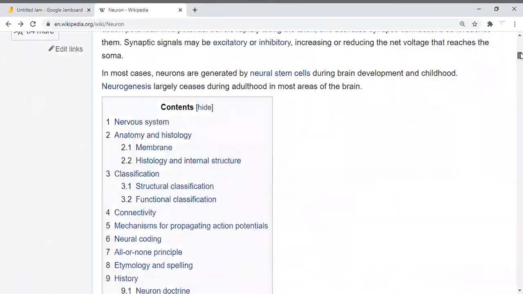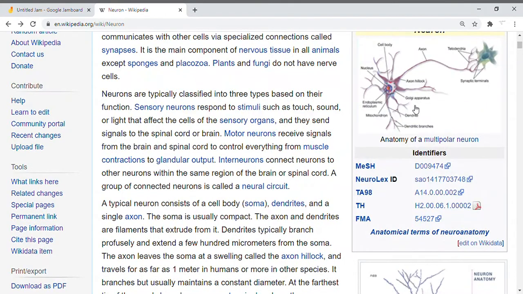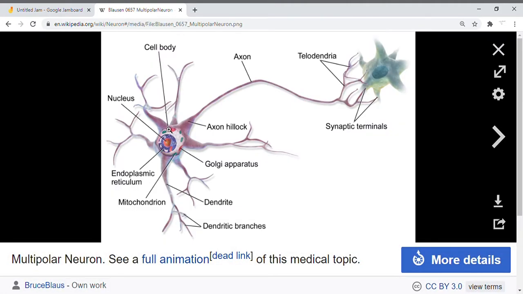are having the structure. Okay, if you just observe this one image, you can see that the neuron is basically having the nucleus, and there are so many other parts of this neuron, which is dendrites, dendritic branches, Golgi apparatus, and axon hillock, axon, and then telodendria, synaptic terminals, and connecting to some other neurons. What is basically happening here? The input is going to the neuron cell, and then neuron is producing the output.